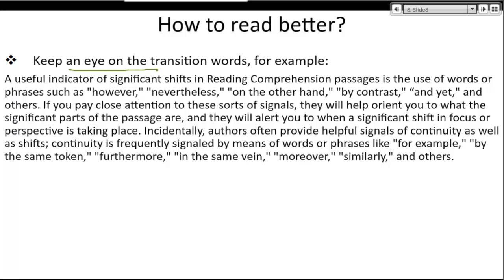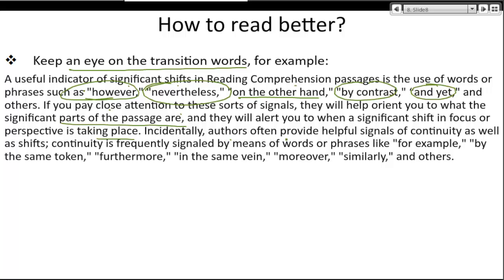Keep an eye on transition words. A useful indicator of significant shifts in reading comprehension passages is the use of words such as however, nevertheless, on the other hand, by contrast, yet. If you pay close attention to these sorts of signals, they will help you orient to the significant parts of the passage. And they will alert you to when a significant shift is happening in the passage.